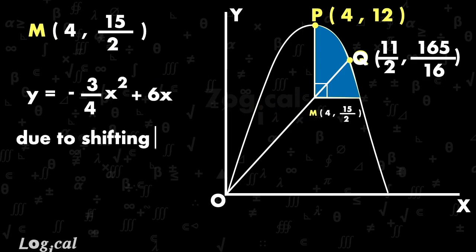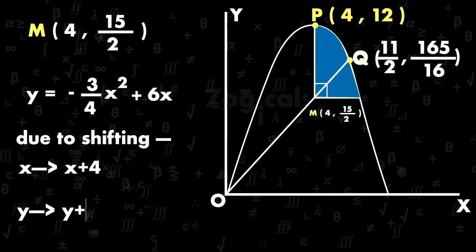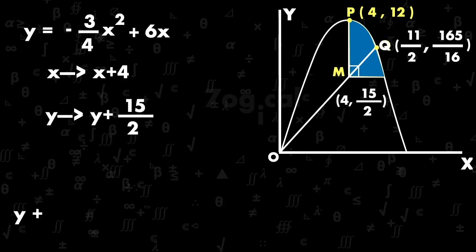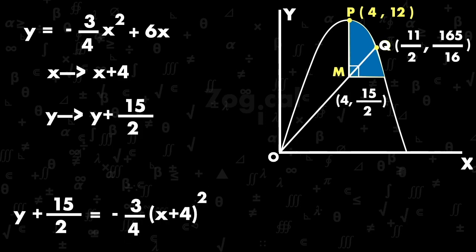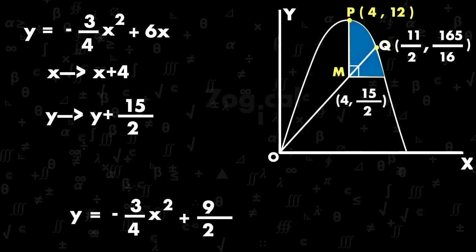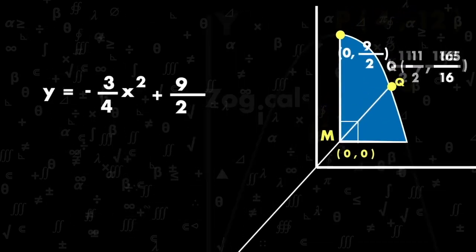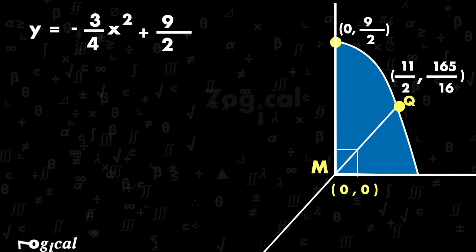Due to shifting, x is replaced by x plus 4 and y is replaced by y plus 15 upon 2. Substituting the values in the function, we have y plus 15 upon 2 is equal to minus 3 by 4 (x plus 4) to the whole square plus 6 into (x plus 4). Y is equal to minus 3 by 4 x square plus 9 by 2. This is the equation due to shifting from point O to M, and this is the required equation for the function.